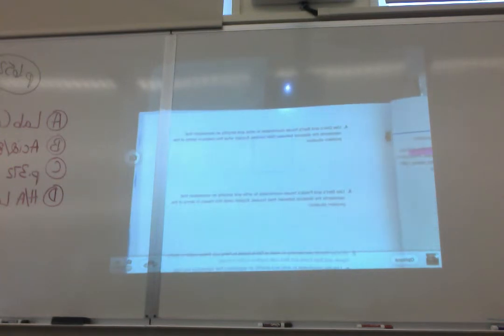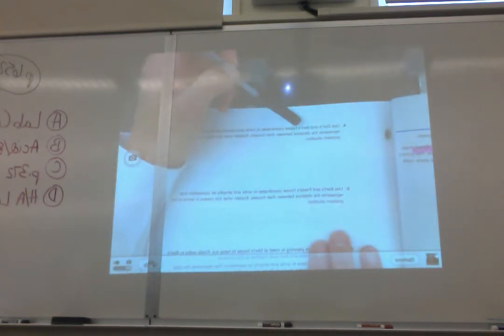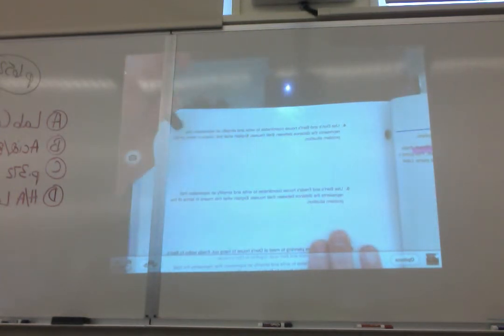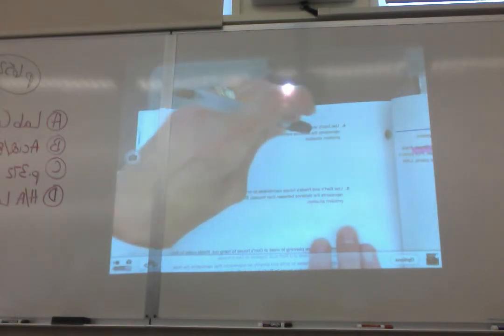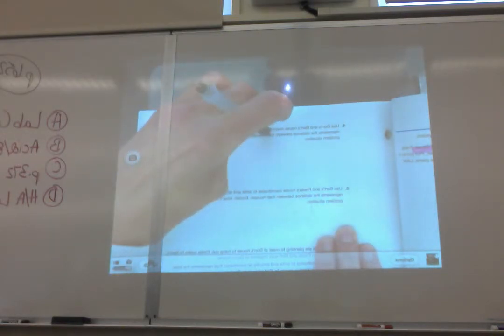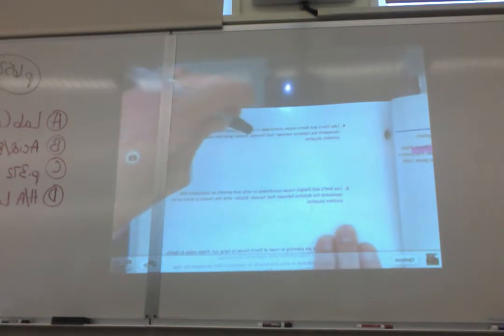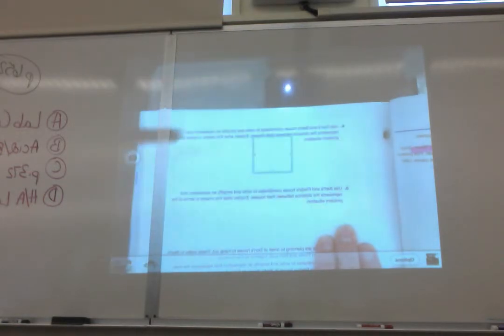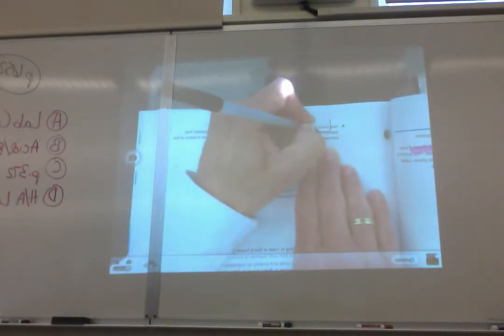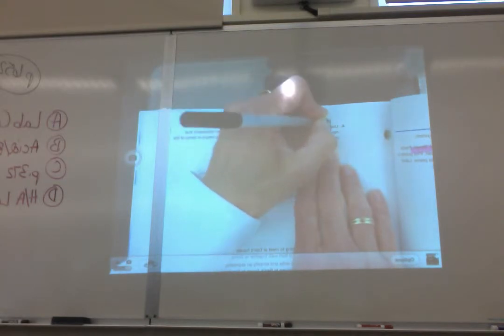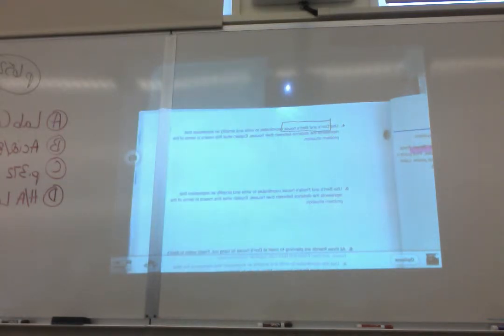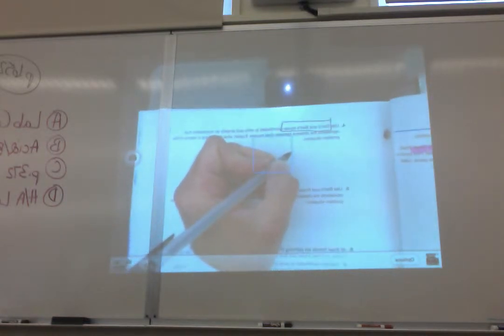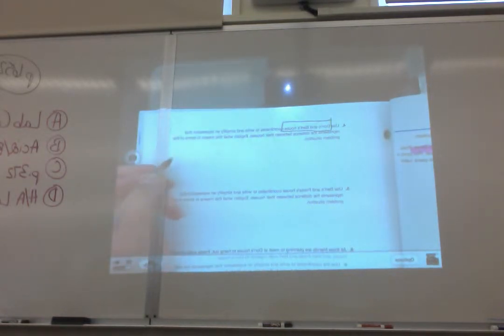Number 4. Use Don's and Bert's house coordinates to write and simplify an expression that represents the distance between their houses. Explain what this means in terms of the problem. So Don and Bert are over here. And if we want to find the distance between their houses and we're using coordinates, what coordinates do we need to work with?